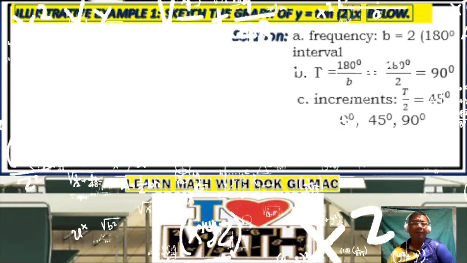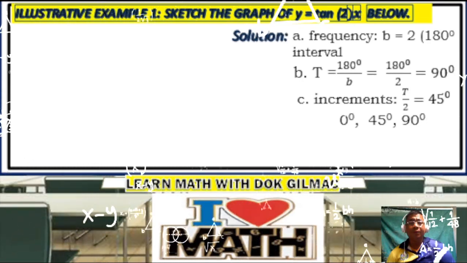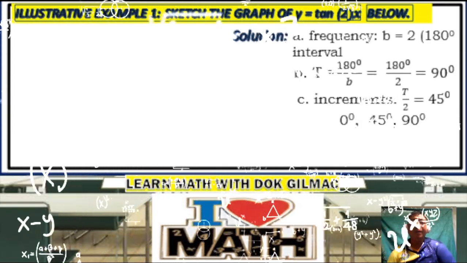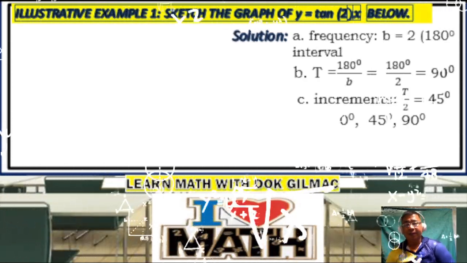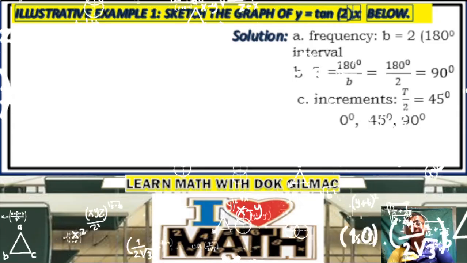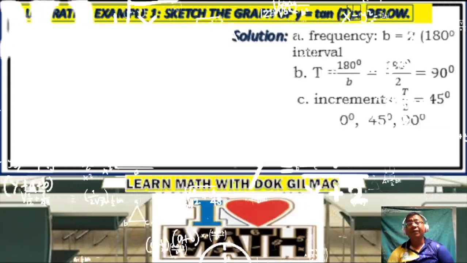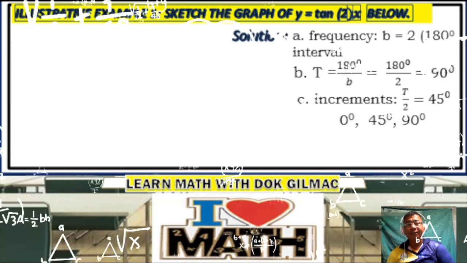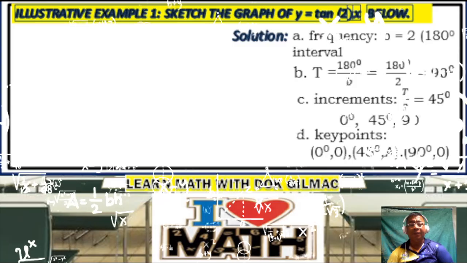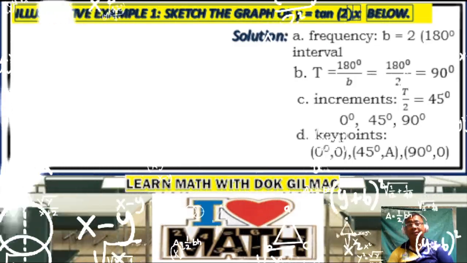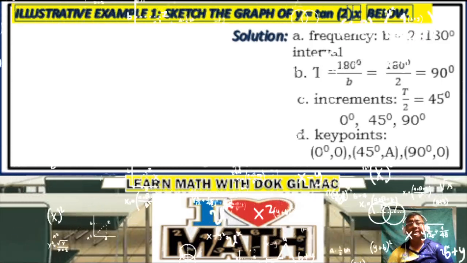Then we find the increments. That is simply T over 2, which is just equal to 90 degrees over 2, which is 45 degrees. Therefore, the increments in one cycle are 0 degrees, 45 degrees, and 90 degrees. Then we determine the coordinates of the key points. So we have 0 degrees and 0, 45 degrees and the asymptote, 90 degrees and 0.